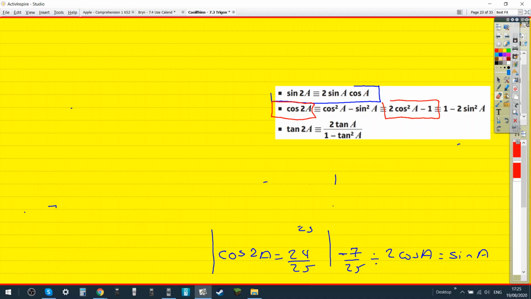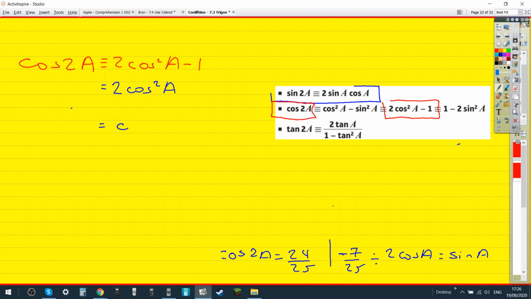Cos 2A is the same as 2 cos squared A minus 1? Yes. 2 cos squared A minus 1. Make cos A the subject, and you can do it in several steps. What do we want? Just cos A. Yep. So cos 2A is 24 over 25.